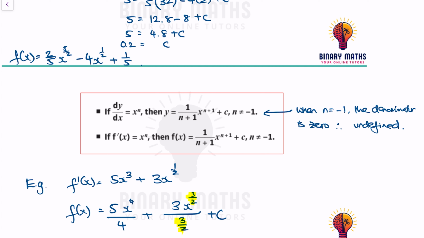So f of x will be equal to 5 over 4 x to the power of 4. 3 over 3 over 2 is the same thing as 3 times 2 over 3, which means it just cancels out, which is 2x to the power of 3 over 2 plus c.